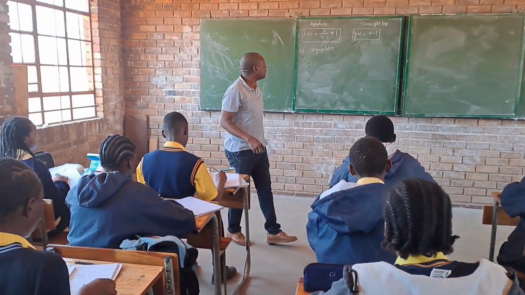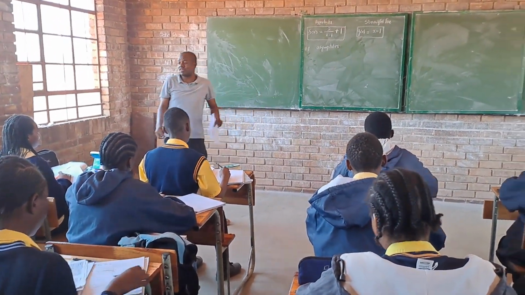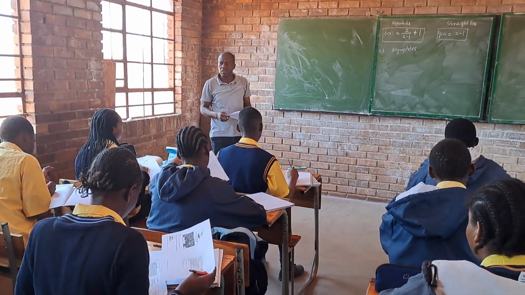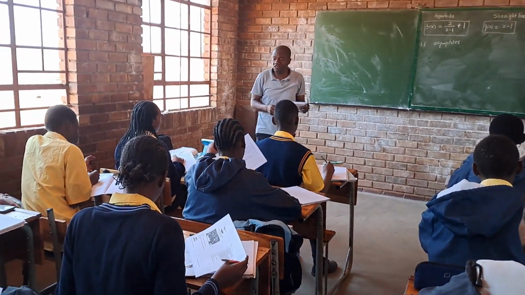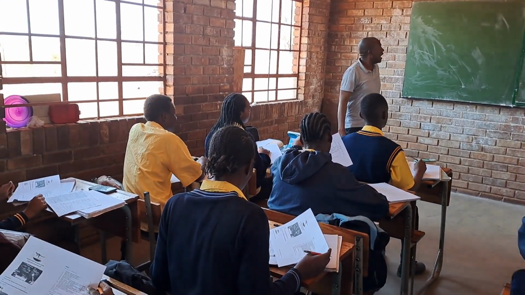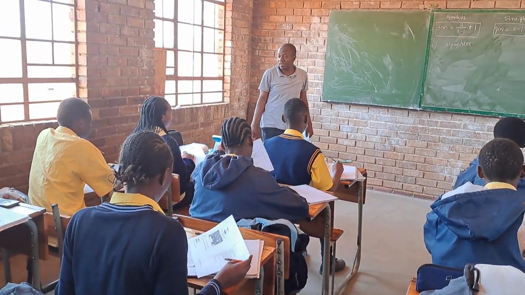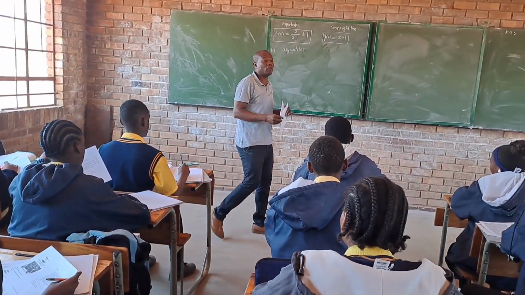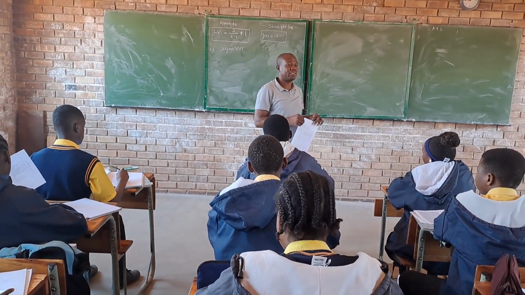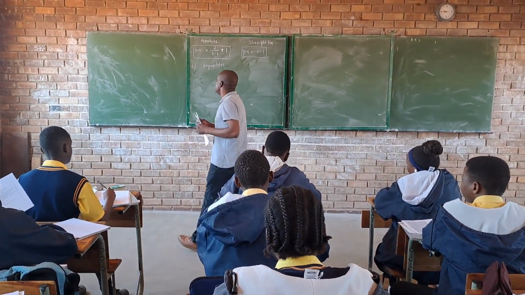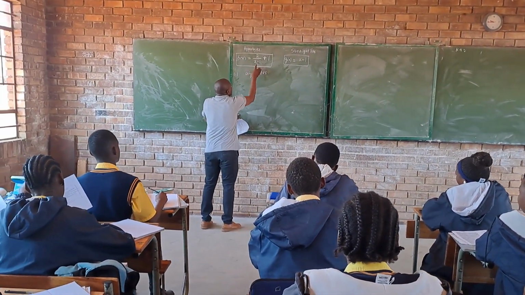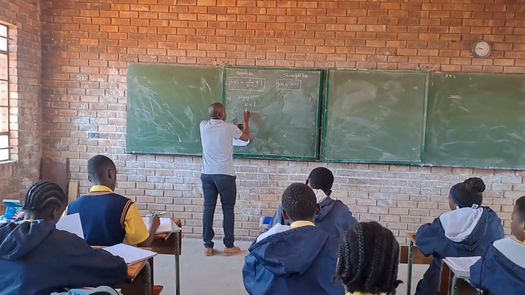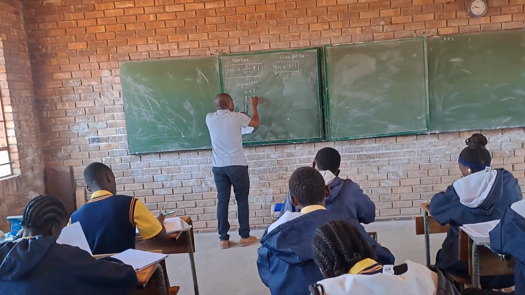What is our vertical asymptote here? Okay, what is our asymptote? X is equal to 1. X equals to 1. And y equals to 1. She's saying x equals to 1 and y equals to 1. Is that correct? Yes. So we are going to say x equals to 1 and y is also equals to 1.